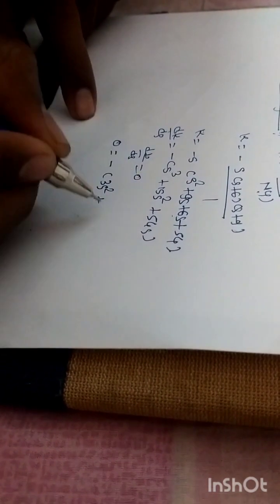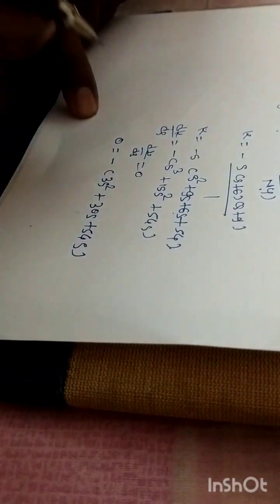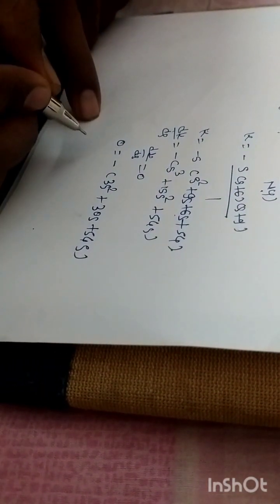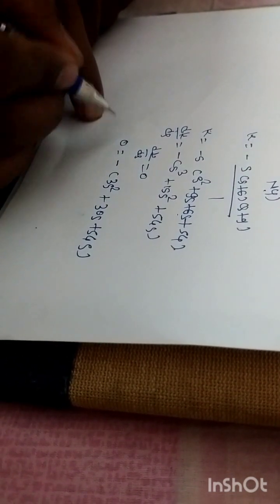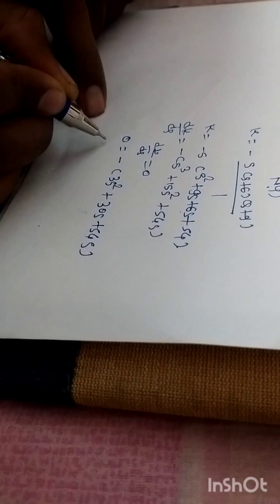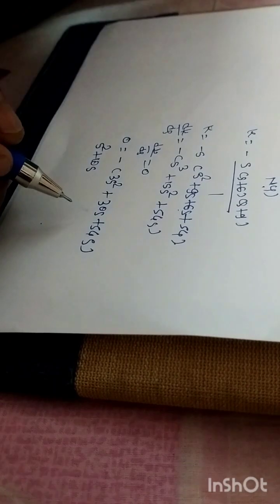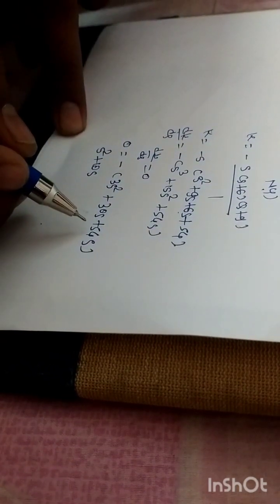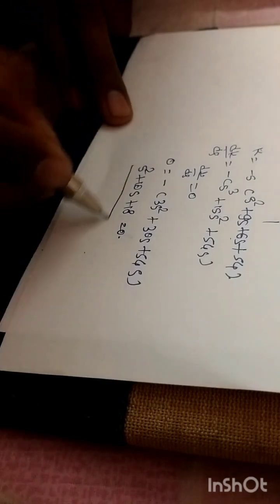So it will become minus of 3s square plus 30s plus 54, right? When we rearrange this whole term, taking 3 as a common term and shifting the minus to the left hand side, it will become s square plus 10s plus 54 by 3, which is 18, since 3 times 18 is 54. So s square plus 10s plus 18 equals 0. This is the quadratic equation, right?